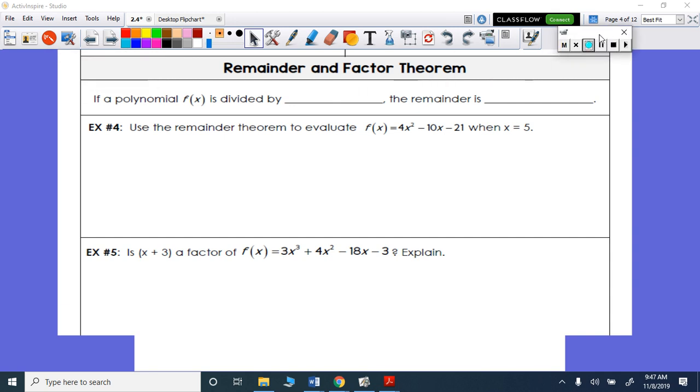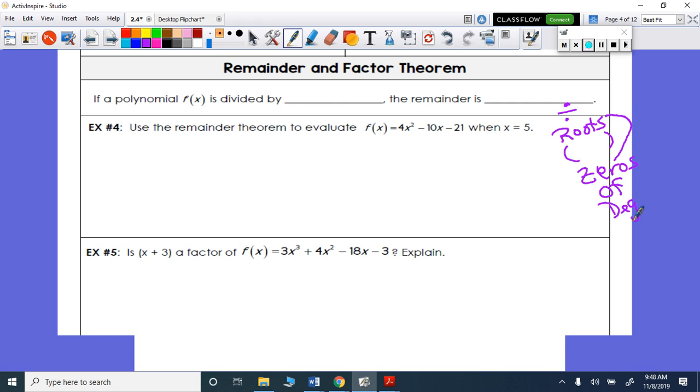Okay, so we left off with example 4 yesterday. And I just want to review why we're doing this. We're not doing this just to divide and have busy work. Synthetic division allows us to find the roots, factors, another word for root is zeros, of our polynomials.